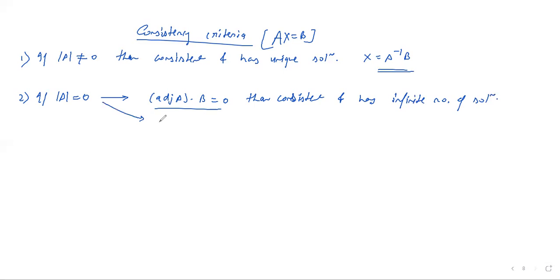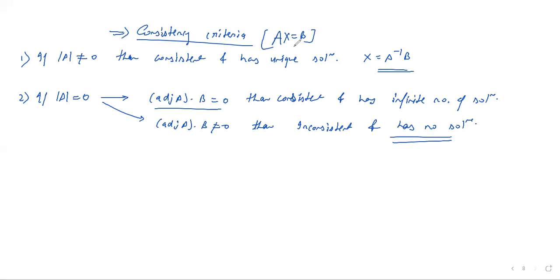And if the adjoint of A times B is not equal to 0, then in this case it is an inconsistent system, and hence has no solution. Okay, so this is the criteria. That's how we can check whether a system, that is Ax equals B, is consistent or not.